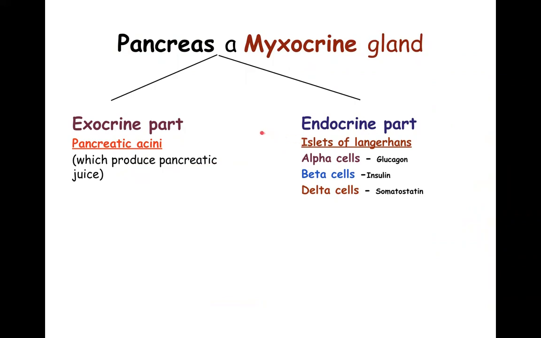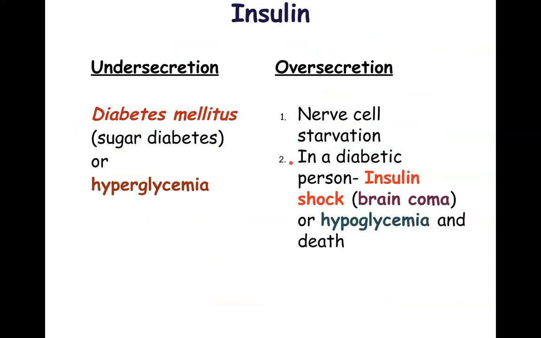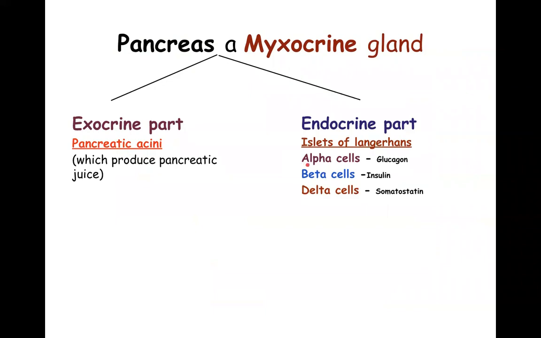The endocrine part of the pancreas is called the Islets of Langerhans. It produces 3 different hormones by 3 groups of cells. These cells are called the alpha cells, the beta cells, and the delta cells. The alpha cells produce glucagon, the beta cells produce insulin, and the delta cells produce somatostatin. These 3 hormones are produced by a single part of the pancreas called the Islets of Langerhans.